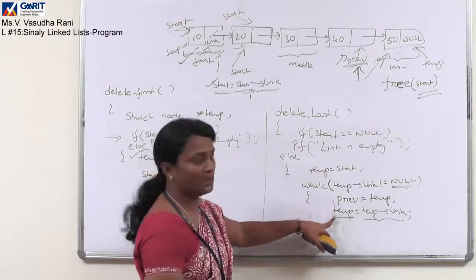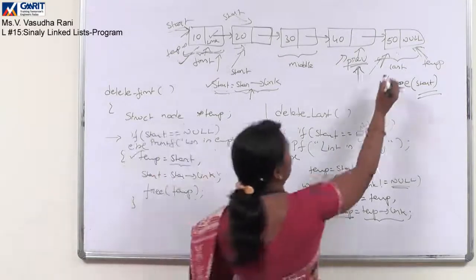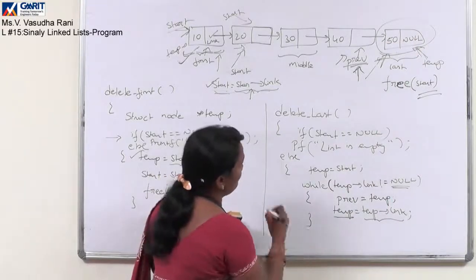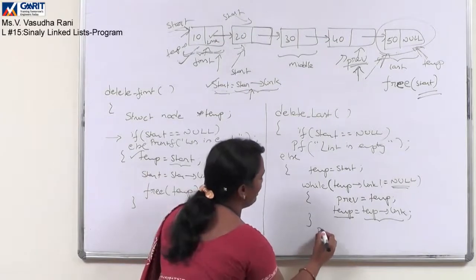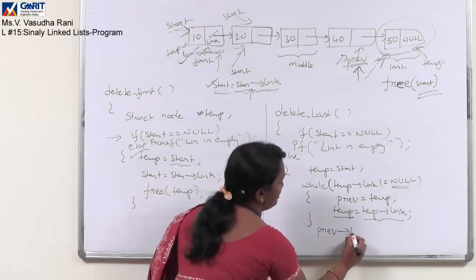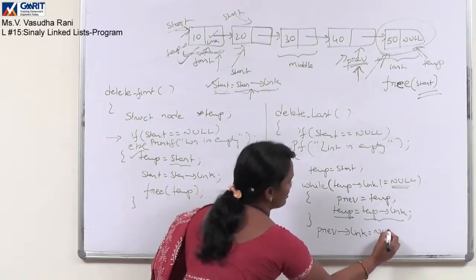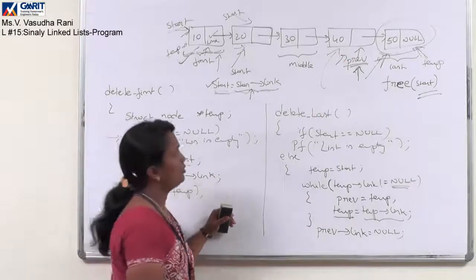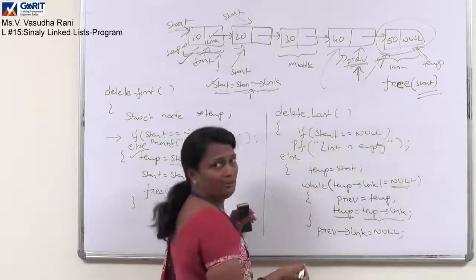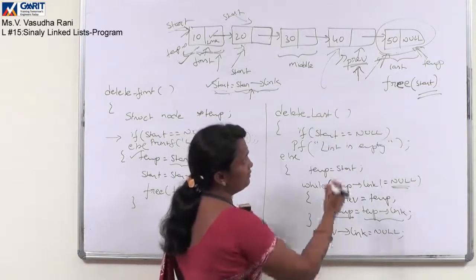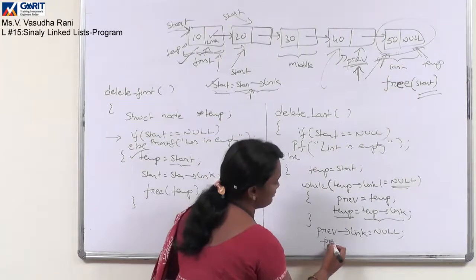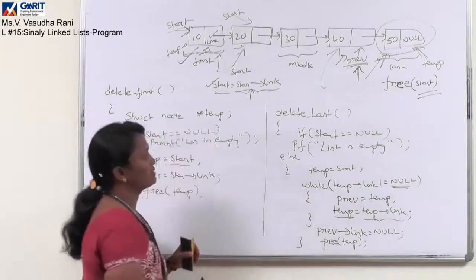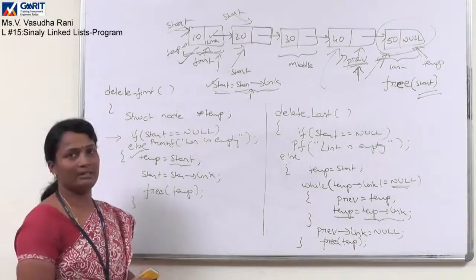So once having these two things, now what to delete? This last node to be deleted. For that, you can simply make your previous link now should be made as null, because this has to be now onwards treated as the last node. And now our last node to be freed. How to access the last node, which is named with temp. So it is free of temp. So this is how you can write the code for delete last.